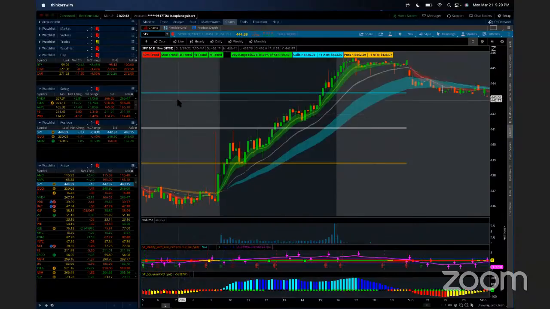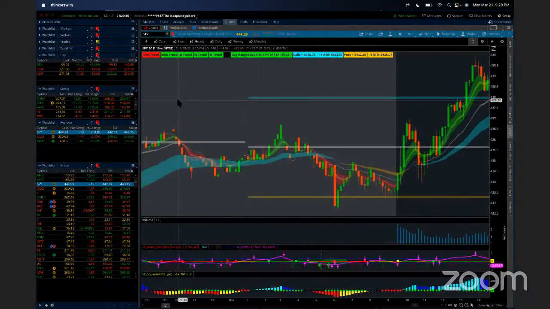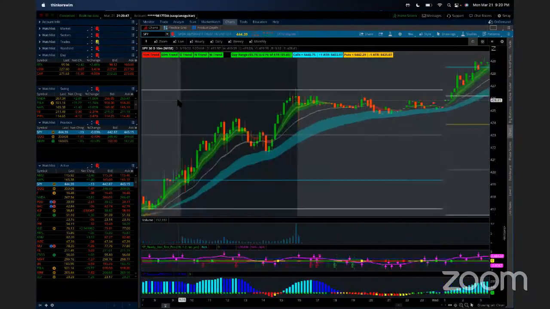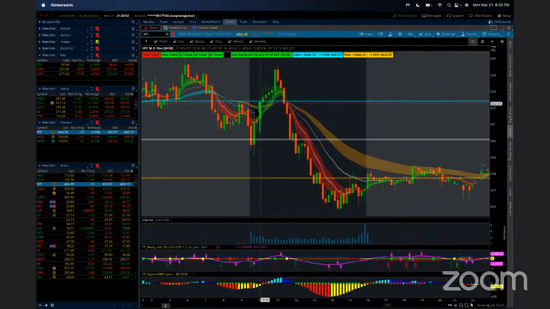I don't know if I have any failed examples, but let me see if I can find one for you. Yeah, right here. You might think this is going up, and the EMAs are. This is kind of an ugly trade. I don't think I would even take it in the first place because 3450 has not flipped. But let's say you took this.